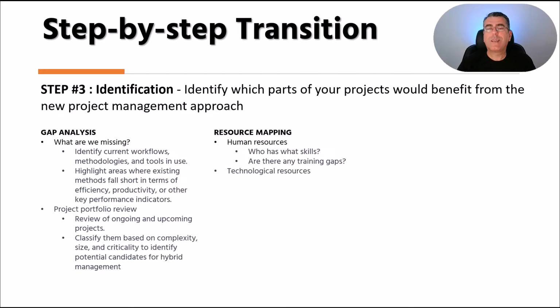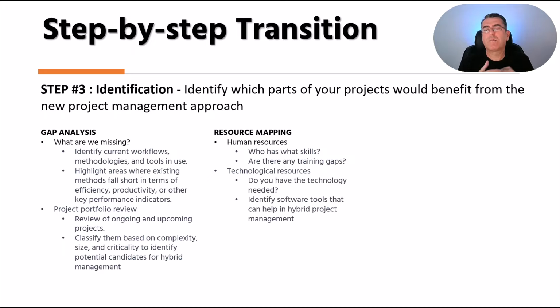We also need to think about the technological resource. So do you have the technology that you need to adopt a hybrid approach? You need to identify some software tools that can help in hybrid project management. There are some tools, some software that you can use for hybrid management, and there are others that you can't, that are not really created to be adaptive in this context.